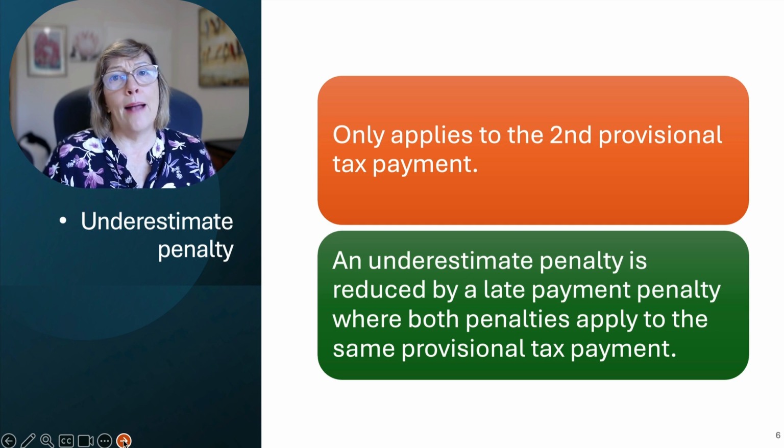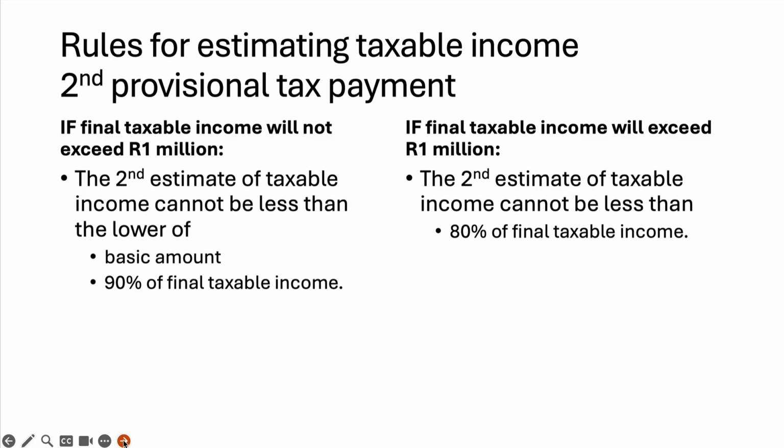Now, it can happen that with the second provisional payment that you end up paying late and you have an underestimate. Well, you don't have double jeopardy in that sense, because your underestimate penalty would be reduced by any late payment penalty that applies to the same provisional tax payment. But nonetheless, these penalties can still be quite harsh.